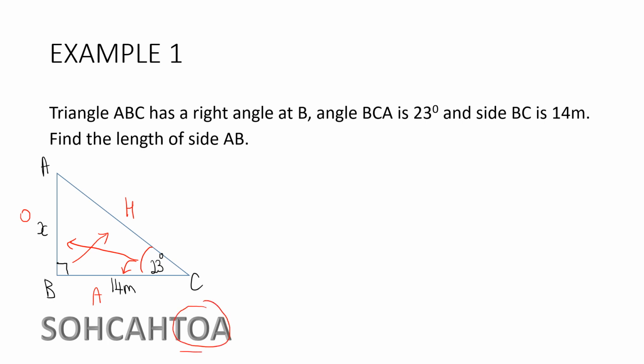Now this works like a little formula. It says that tan of the angle is equal to opposite over adjacent. So tan 23 is equal to x over 14. And we're going to take our 14 over the other side. Multiply by 14. X is equal to 14 times tan 23. Put it in the calculator and we get 5.94 meters.